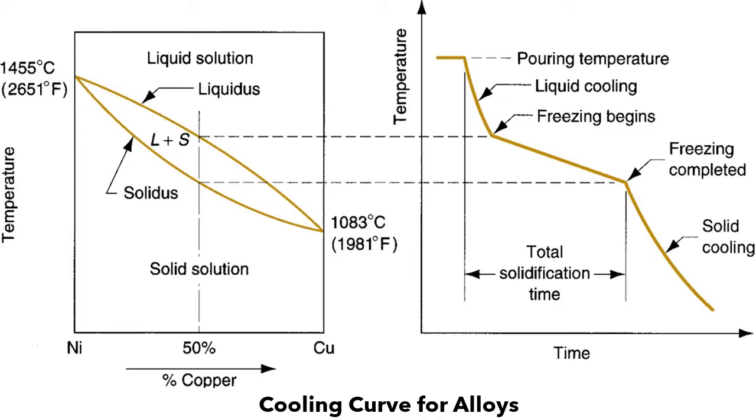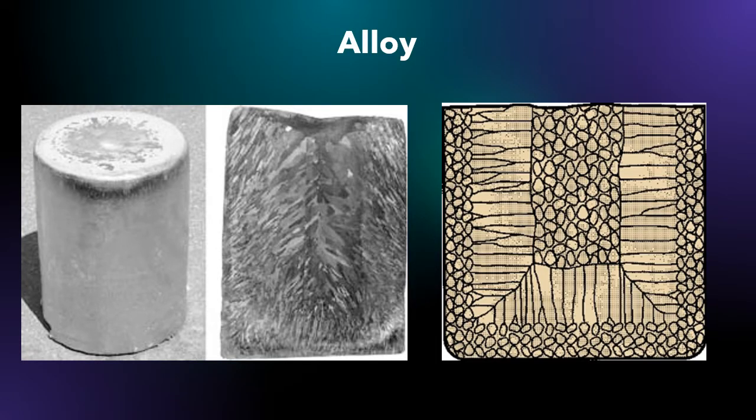As most alloys are a mixture of two or more metals, most of the alloys solidify over a temperature range. Accordingly, the characteristic grain structure in the alloy casting shows segregations of the alloying components in the center of the casting.